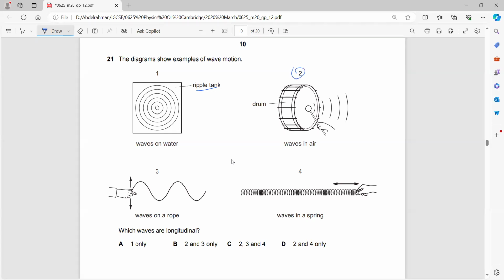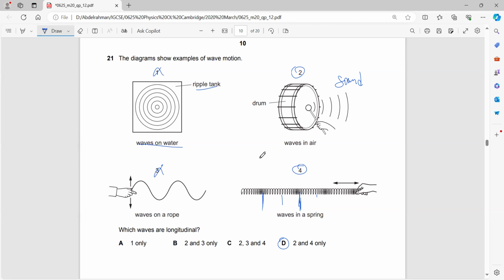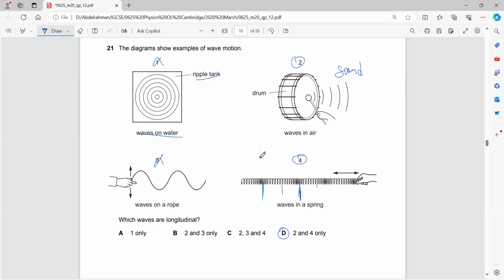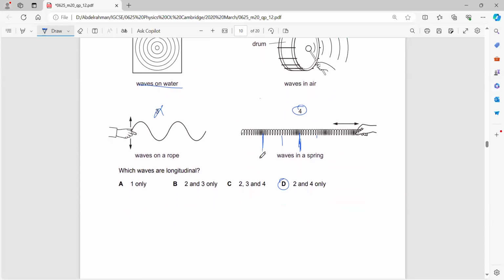Yes, definitely two and four only. This is a sound wave. You have compressions and rarefactions, which are longitudinal waves. Two, three is transverse, and one, any water waves are transverse waves. Any questions?